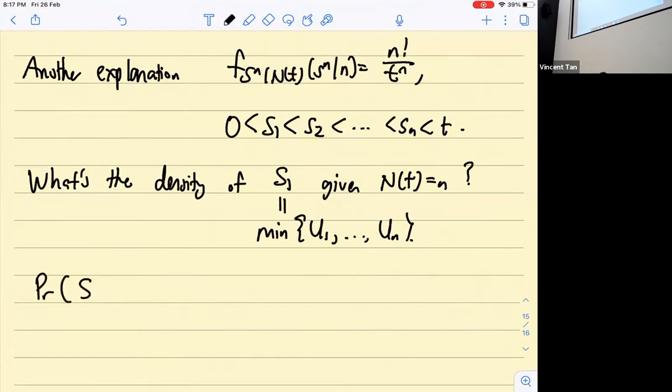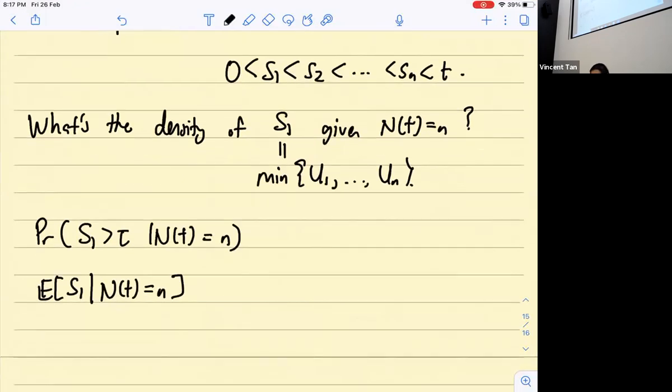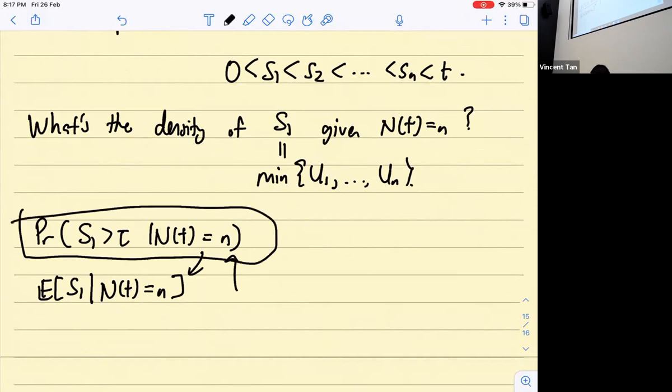So let's consider the complementary cumulative distribution function. Why do we consider this? Because I promised you that I want to compute the expected value of S1 given N_T equals n. To compute the expectation of the first arrival, given that I have n arrivals in an interval of time t, I want to get to this point. Why is it useful to calculate this to get to this?